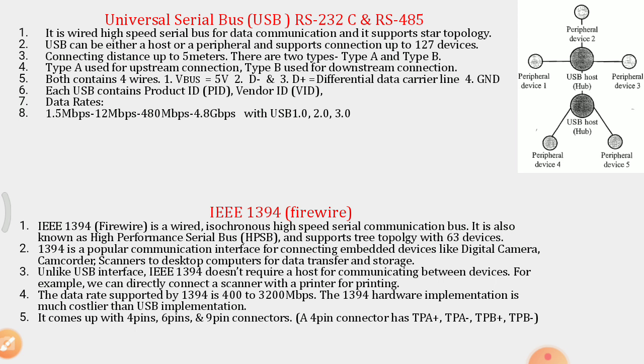The 1394 hardware implementation is much costlier than the USB implementation. IEEE 1394 comes with 4-pin, 6-pin and 9-pin connectors. Basically all these connectors have 4 signal pins, that is TPA plus, TPA minus, TPB plus and TPB minus, for transmitting the data or for communication purposes.